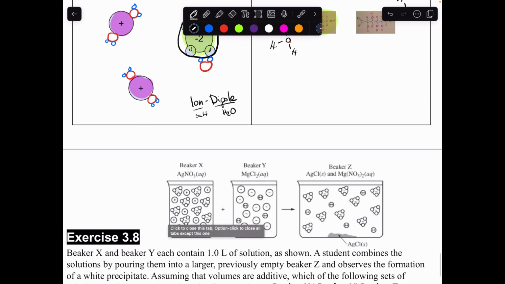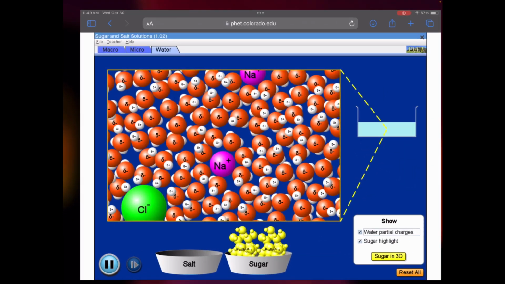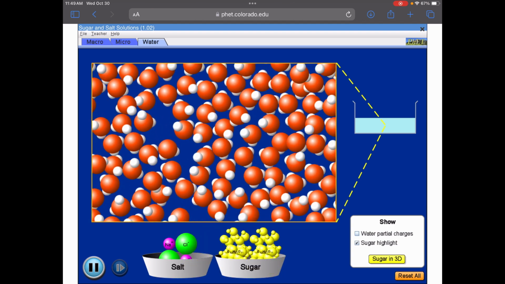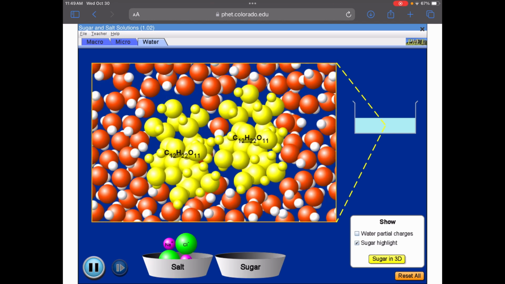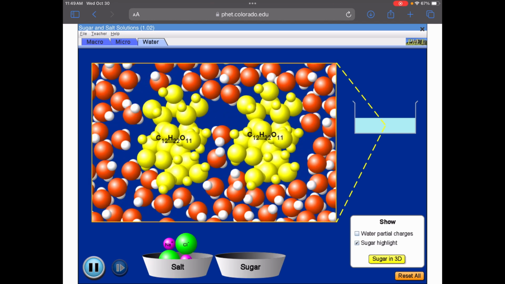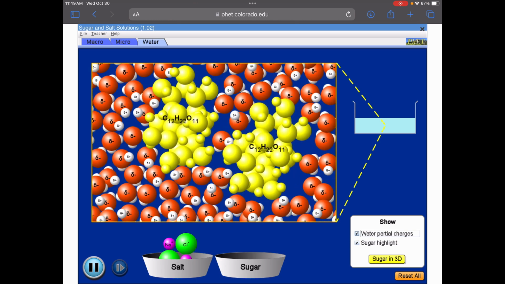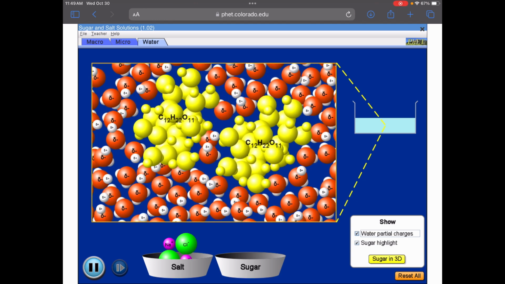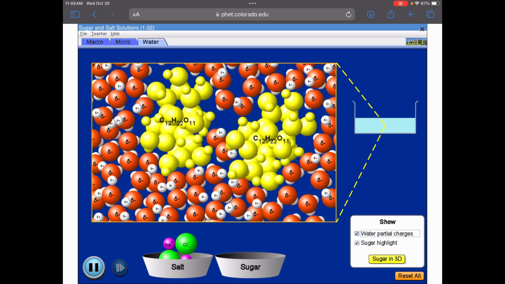All right, let's end with one practice exercise here. Oh, I was going to show you on the simulation really quick. Let's get rid of our salt. So I'm going to add in a sugar molecule. Notice that there's two molecules clumped together. When it goes into the water, they separate into two different things. If you look closely, you can somewhat see, once again, how those positive and negative interactions can form those hydrogen bonds there. But it stays clumped as one giant group.